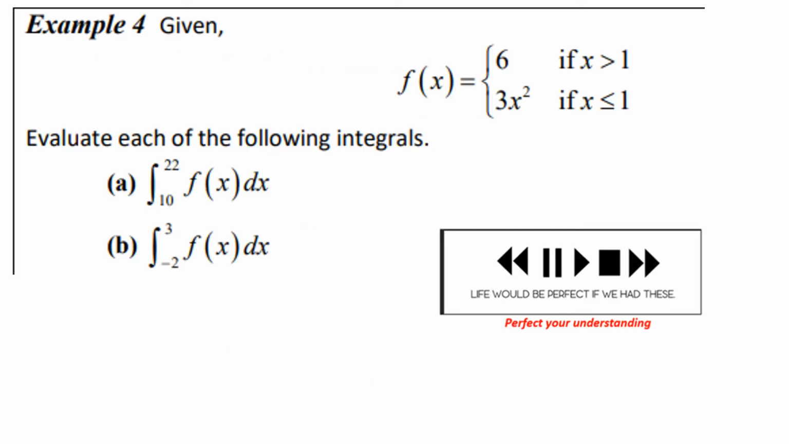Okay, when last I left you, we had this piecewise function, and you were supposed to evaluate these two integrals: part a was the definite integral from 10 to 22 of f(x) dx, and b was the definite integral from -2 to 3 of f(x) dx, where f(x) was defined this way. Now you might have finished this problem already, but in case you didn't, you know what to do. Let's see how you did.